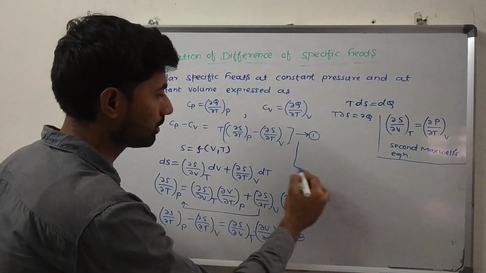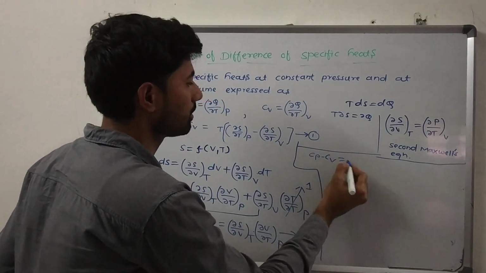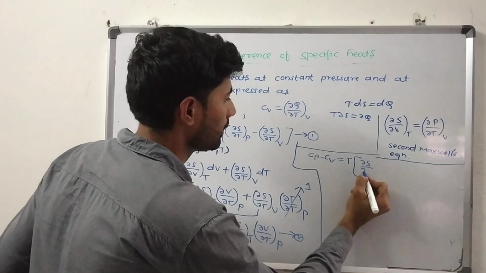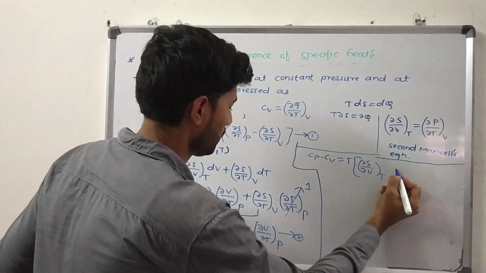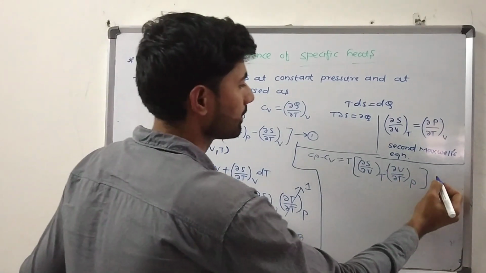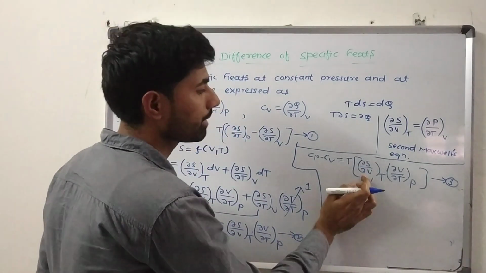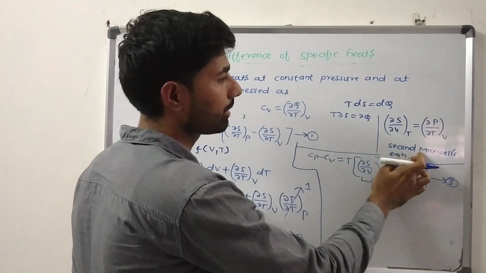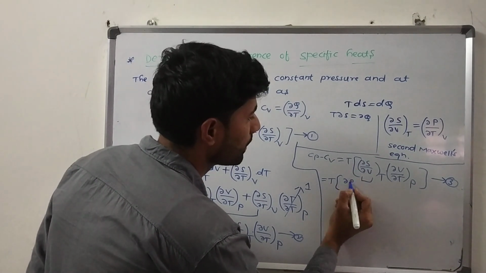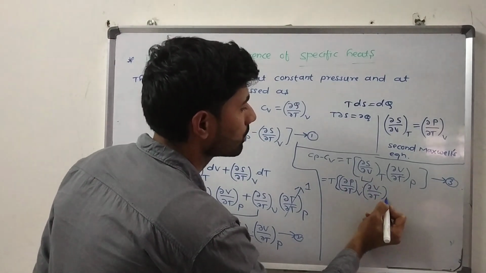Now we are going to substitute equation 2 in equation number 1. Then we can write Cp minus Cv equals T into ∂S/∂V at constant temperature T into ∂V/∂T at pressure P. Let's say this is equation number 3. In equation number 3, the first term, ∂S/∂V at T, from the second Maxwell equation is ∂P/∂T at V. Replacing that, we can write T into ∂P/∂T at constant volume V into ∂V/∂T at constant pressure P.